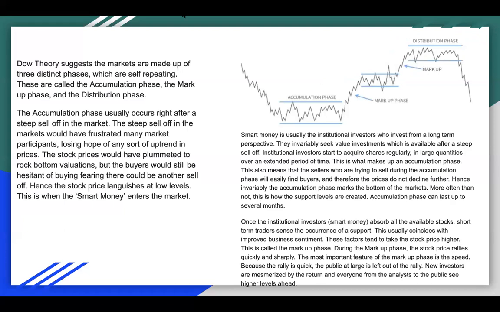The Dow theory suggests that the markets are made up of three distinct phases, which are self-repeating. These are called the accumulation phase, the markup phase, and the distribution phase. The accumulation phase usually occurs right after a steep sell-off in the market. The steep sell-off would have frustrated many market participants, losing hope of any sort of uptrend in prices. The stock prices would have plummeted to rock bottom valuations.